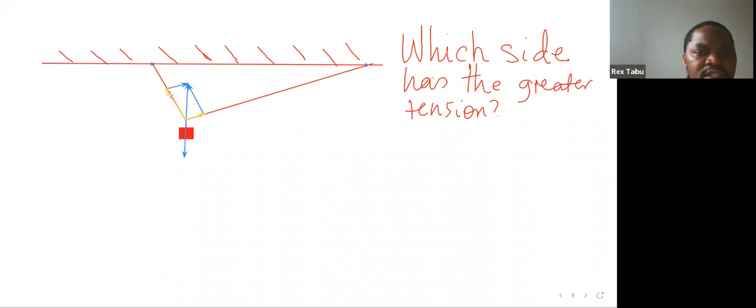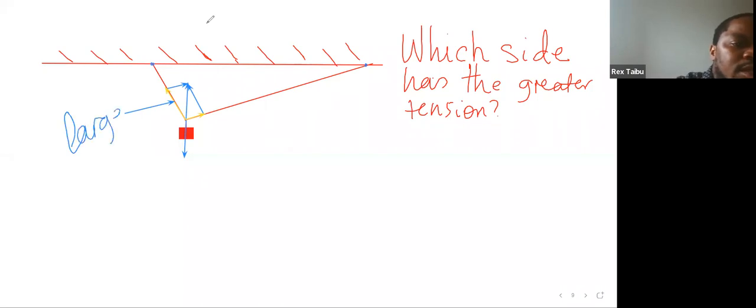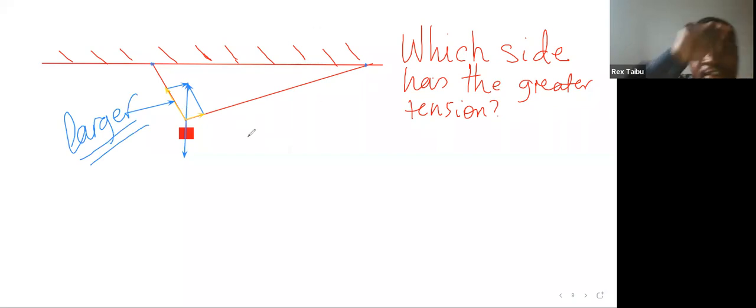Then you can tell that this side is longer or larger compared to this side. So in conclusion, we see that this side is larger, so this one has the larger tension, or greater tension.